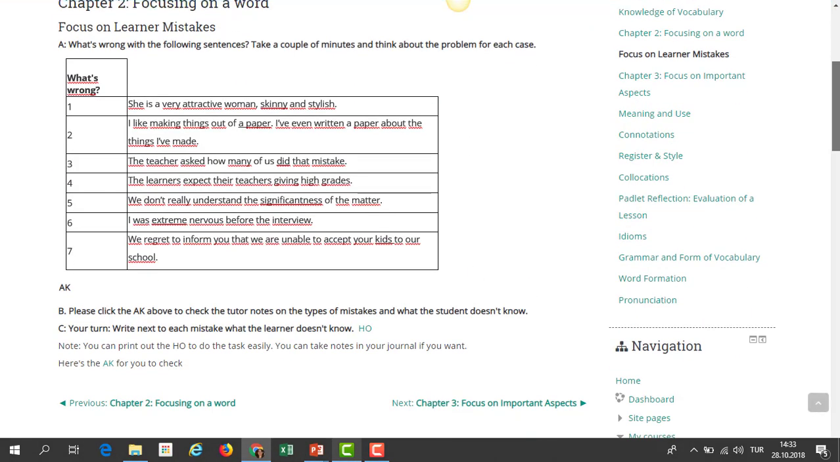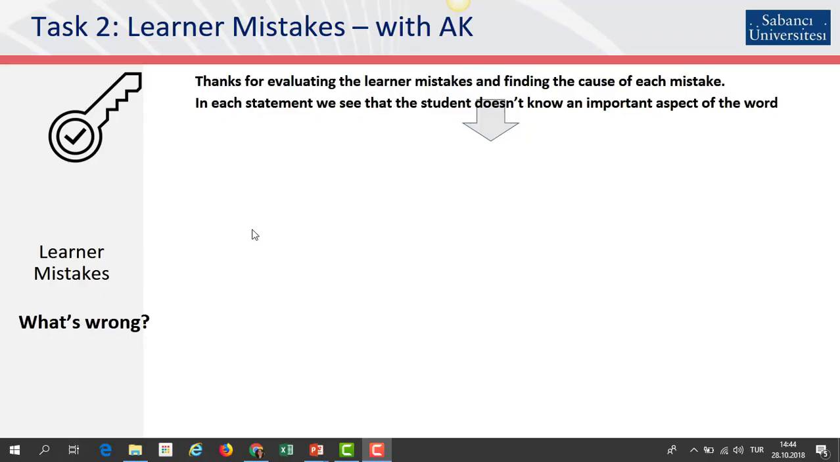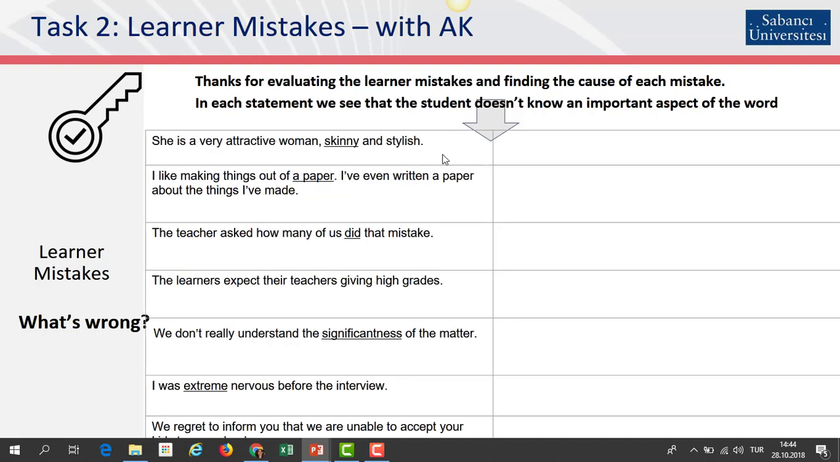Here you see some learner mistakes, and we would like you to take a couple of minutes to check what kind of mistakes they are. What's wrong with each sentence, and what doesn't the student know to make these mistakes? You can stop the video here for a couple of minutes. Yes, thanks for evaluating the learner mistakes and finding the cause of each mistake. As you can see in each statement, we see that the learner doesn't know an important aspect of the word. Let's look at them one by one.